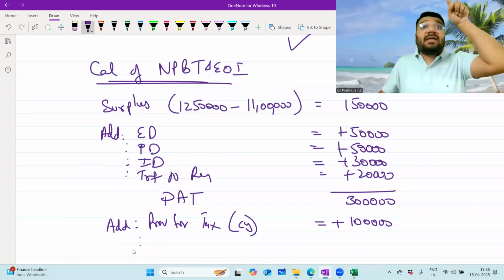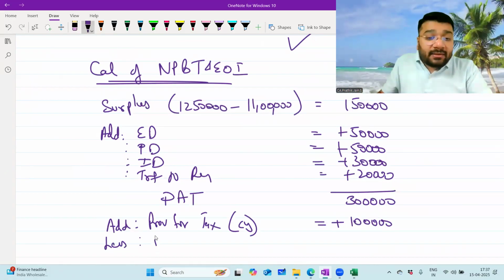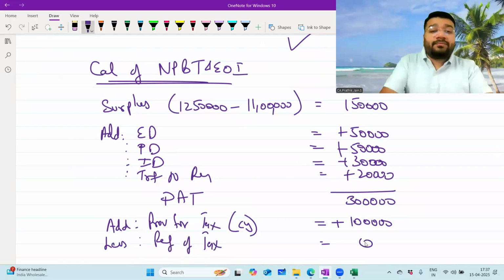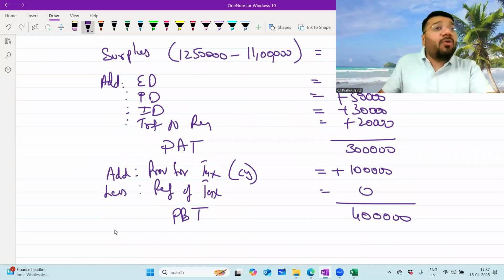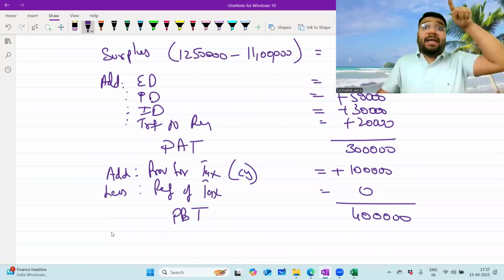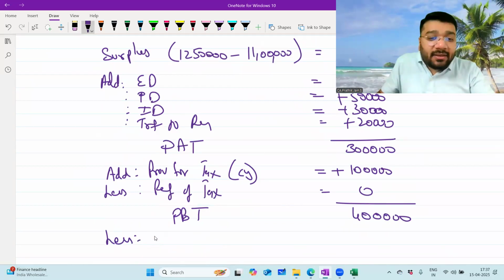Then refund of taxes, earlier added. To cancel it, we have to subtract. So less refund of tax, 0. Now what do I get? 4 lakh is what? Profit before tax. Now extraordinary item, income in nature, added earlier. To reverse, we have to subtract. So less extraordinary item, which is gain or income in nature.